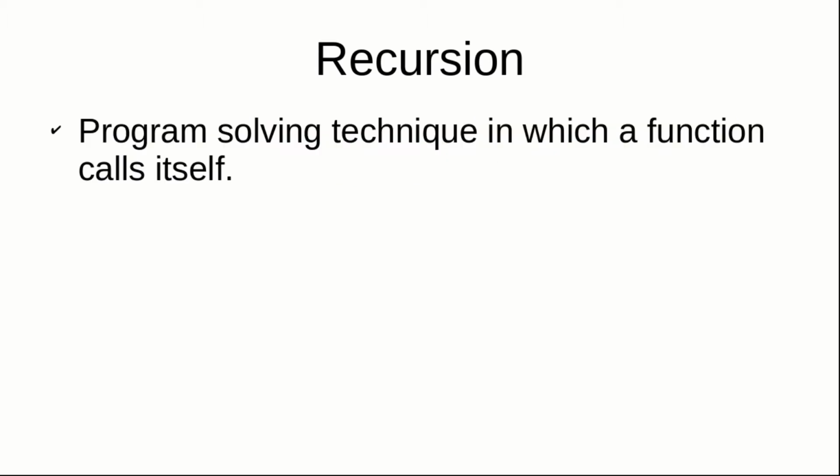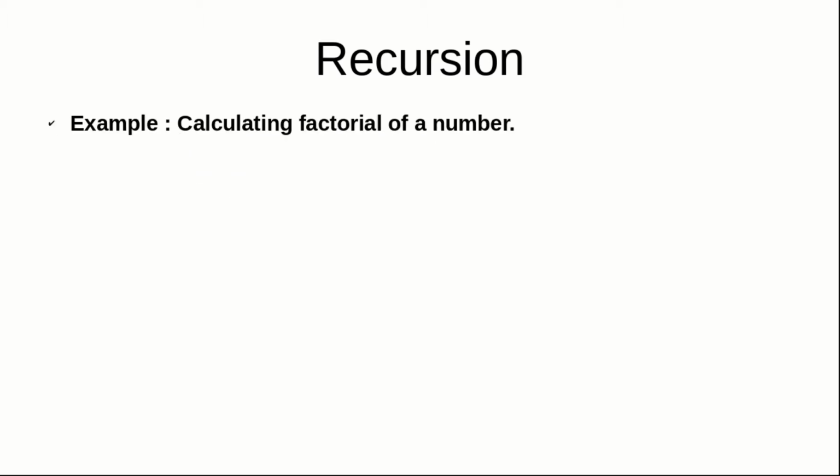In the simplest sense, in programming, recursion refers to a problem-solving technique in which a function calls itself. So a function calls itself, and we can use recursion to solve various problems. One of the problems that can be solved by using recursion is the factorial of a given number.